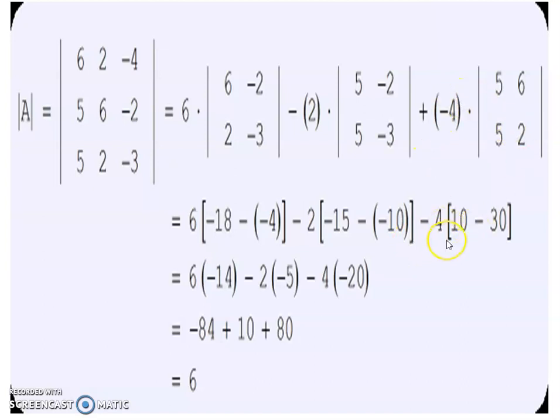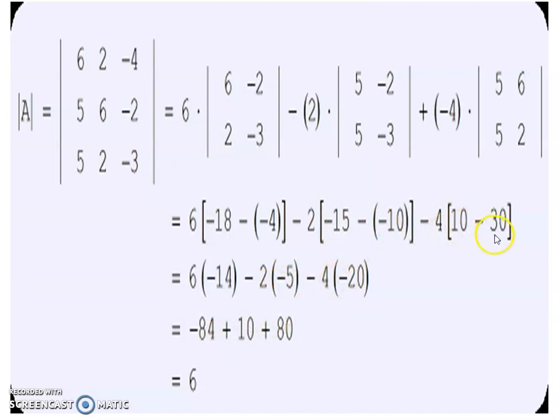Minus 4 remains the same. So 5 into 2, 10. 5 into 6, minus 30. That's not fair, so let us try. We know that if a negative sign is outside the bracket, the sign will be changed. Minus minus plus. Here also minus minus plus. So 6 remains the same. Minus 18 plus 4 is minus 14, because 18 is bigger than 4. Next, minus 2 remains the same. Minus 15 plus 10 is minus 5. So minus 5 into 2 plus 10.